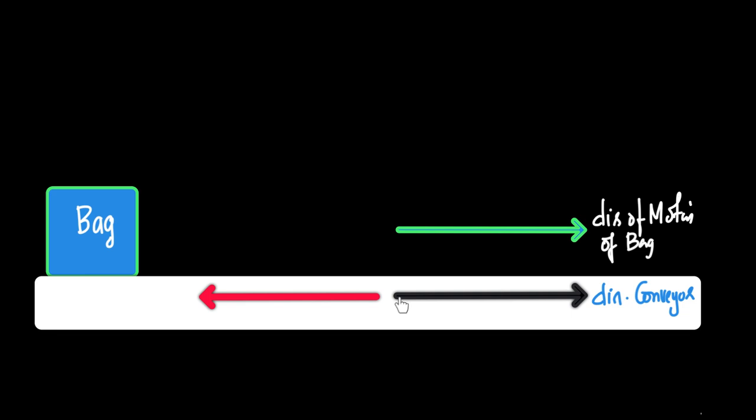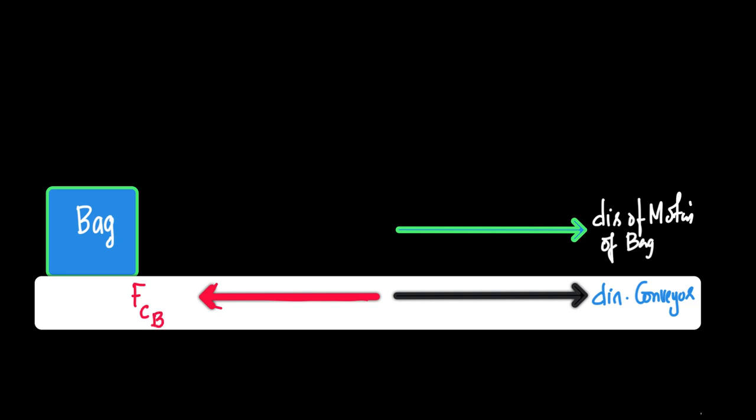This conveyor is moving towards the right. Am I correct? Yes. I hope there's no doubt in that. The bag is also moving towards the right. Okay. Now, if the conveyor is moving towards the right, tell me what would be the friction which is acting on the conveyor due to the bag? Friction will oppose the relative motion, right? So this vector here would be the vector which shows friction acting on the conveyor due to the bag.